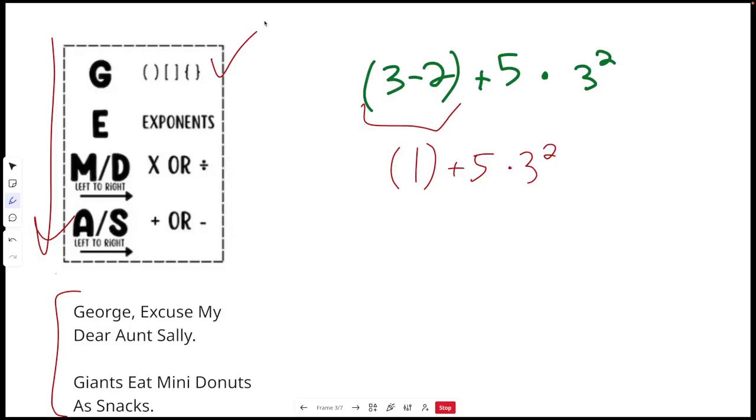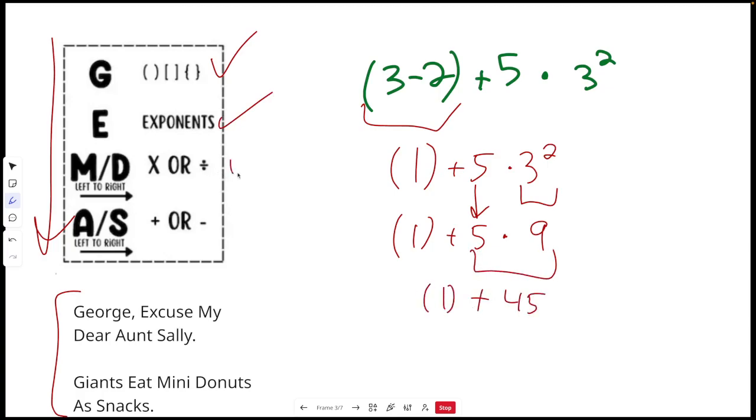For the exponents, are there exponents? Yes, there are. So we need to do this next. 3 to the second power is 9. Okay, bring everything else down, right? I don't change anything else except for what I was working with. All right, cool. Are there any more exponents? None. Is there multiplication or division? Yes, there is, right? 5 times 9 is 45. Done with multiplication and division. Last step here, add, subtract. Yes, 1 plus 45 is 46. This is my final answer.